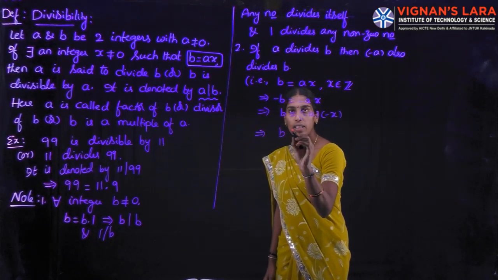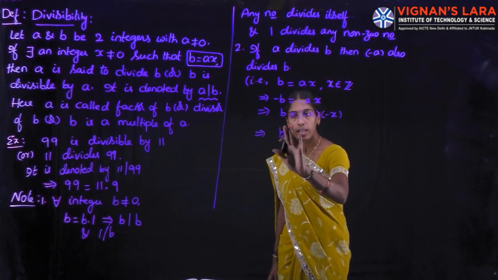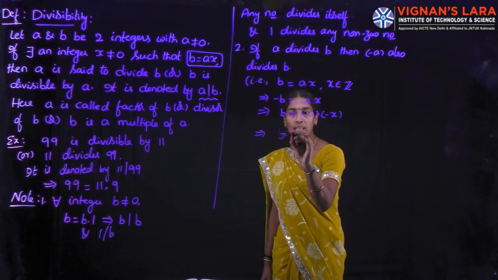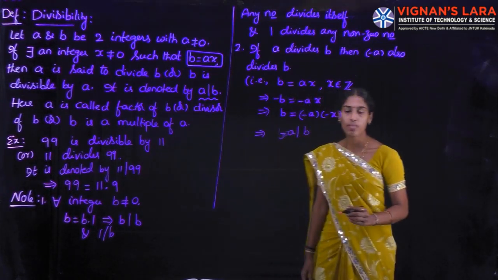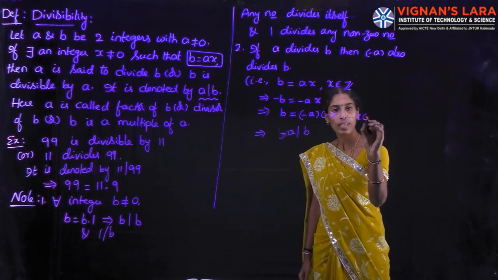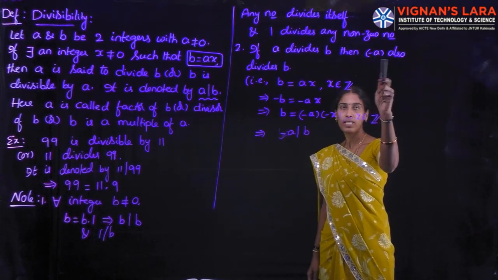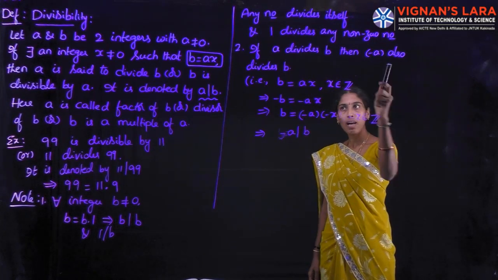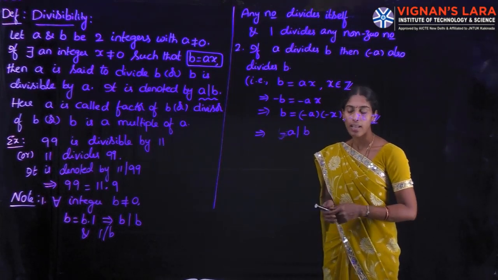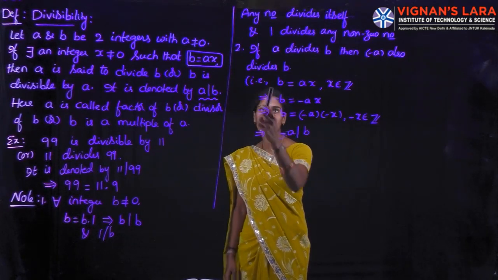Implies we can say that B divides, otherwise here we write, A divides B, then we can write it as minus A divides B. Why? Because what is the condition here? Because X is an integer, minus X is also an integer, right? So what is the conclusion? Whenever A divides B, then minus A also divides B. Minus A also divides minus B. Otherwise, minus B also divides minus A, right? This is about the definition of divisibility, and you need to write these 2 points, right?